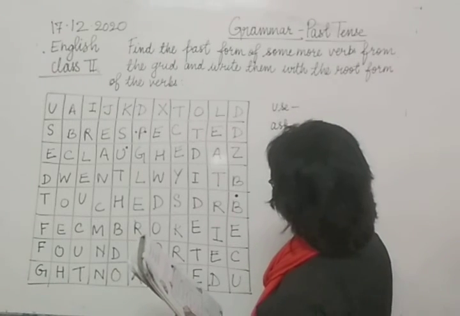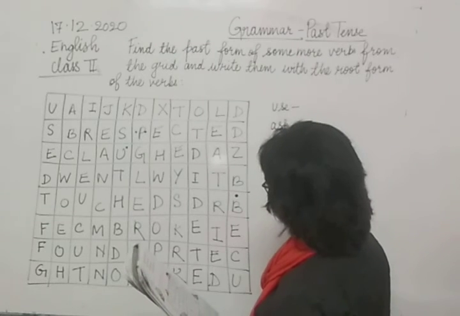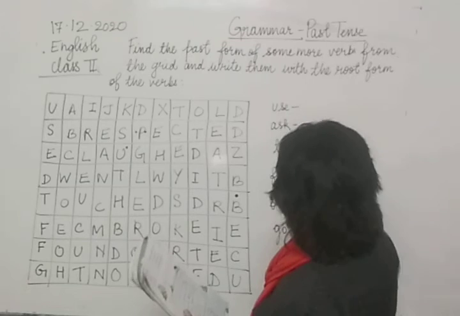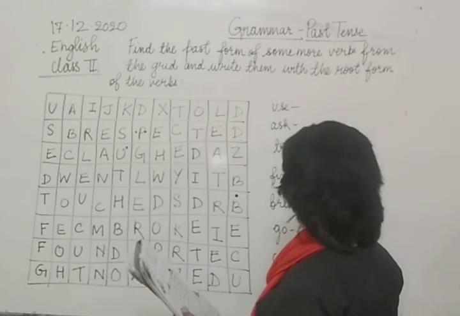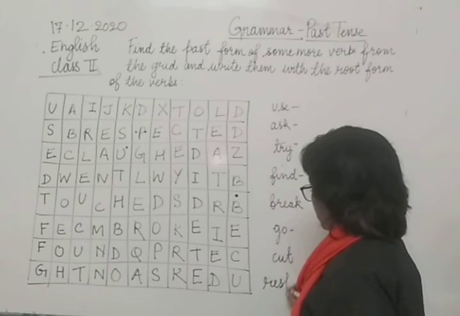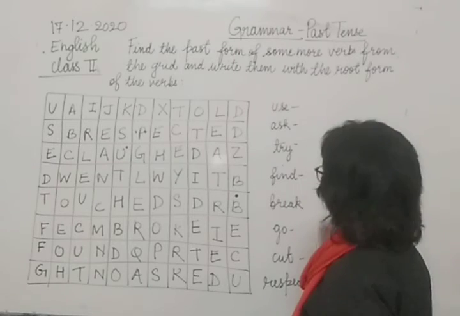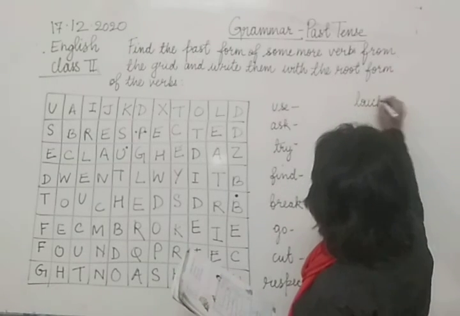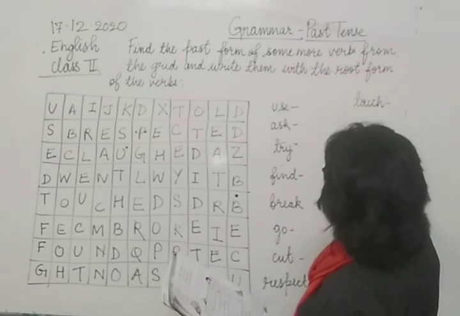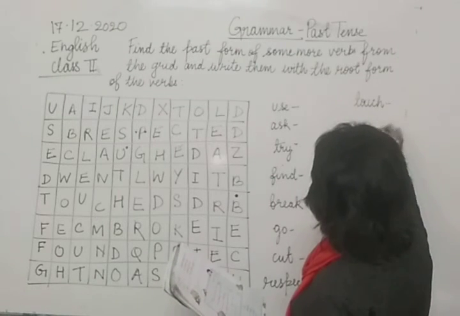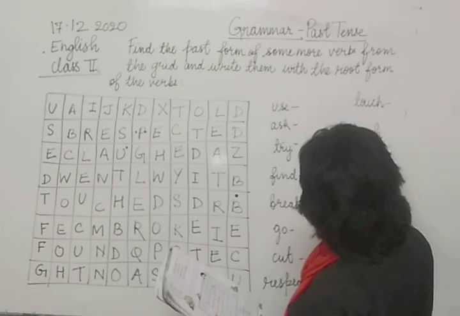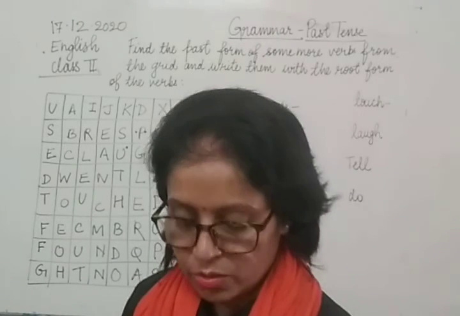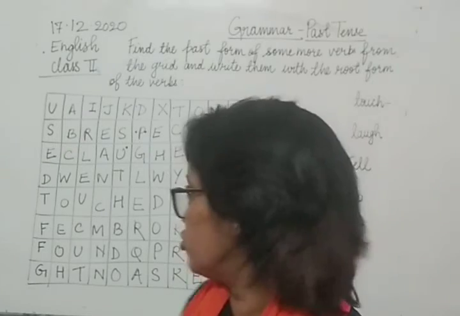find, break, then go, then cut, respect, then touch, then laugh, tell and do. ये सारे हमारे वर्ब्स हैं और इसको अब हम करना शुरू करते हैं.